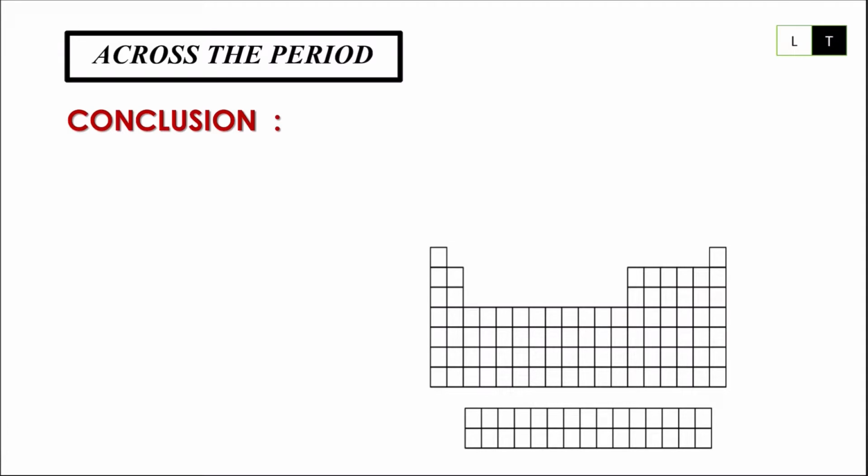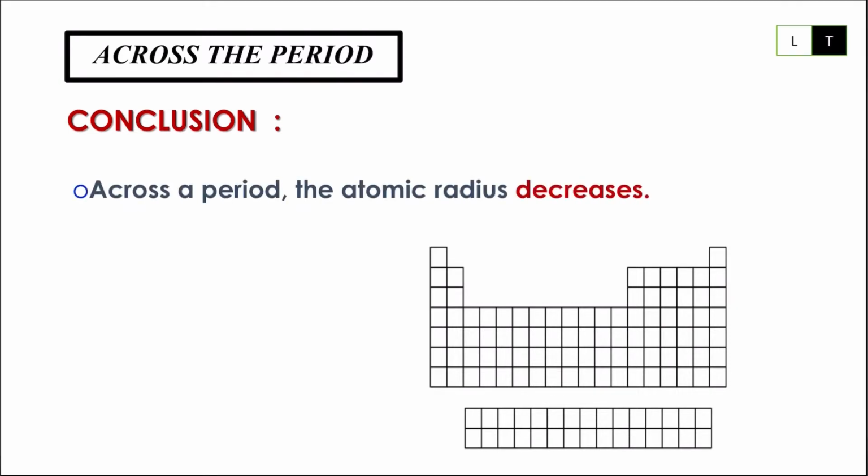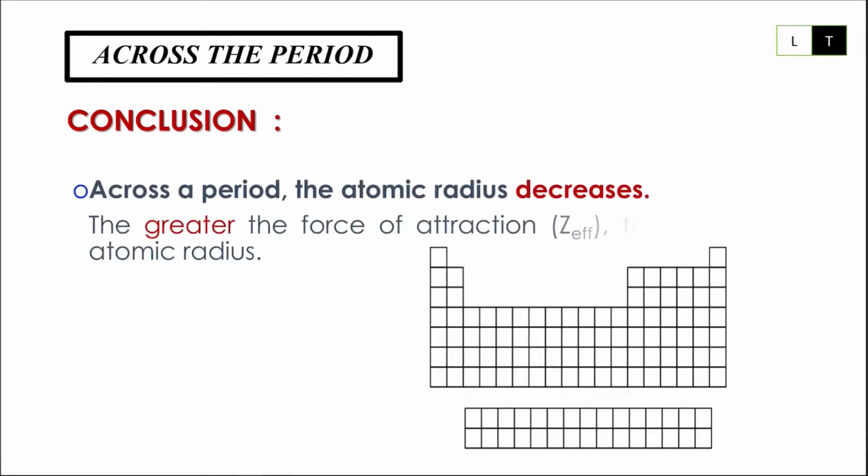Now, I hope you can understand there are 2 special layouts that you have to use when explaining in your answer. We got the first one: across the period. So which layout are we going to use? Across the period, we know that the atomic radius decreases. This is because you have a higher value for ZEF, it will affect a smaller atomic radius.